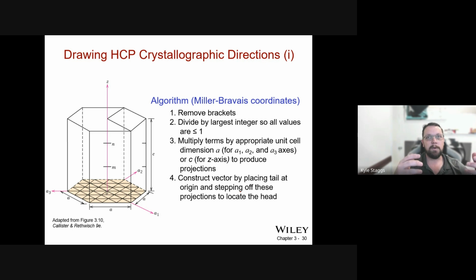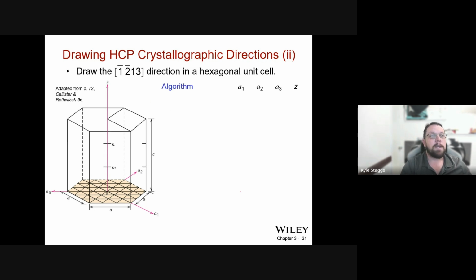So putting together the vector places a tail at the origin and then steps off those projections in order to figure out where the head goes. So if we were tasked to draw a 1 bar, 2 bar, 1, 3 direction vector in a hexagonal unit cell, while that sounds like some sort of Germanic torture, it's actually not quite as scary as it sounds. So let's take a look at it.